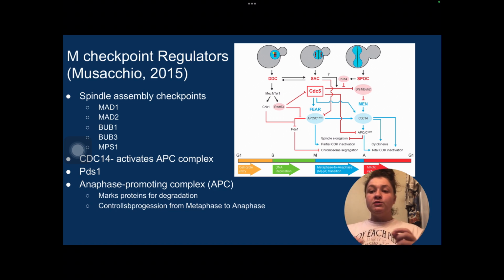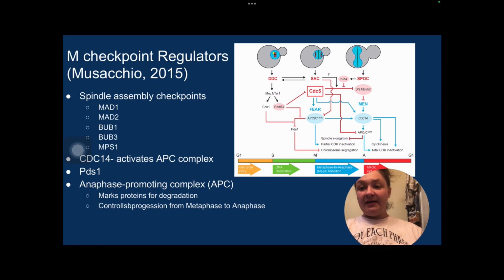BUB3 helps localize BUBR1 to the kinetochores and plays a role in inhibiting APC/C by sequestering CDC20. BUBR1 functions as both a checkpoint protein and a pseudokinase. It forms a complex with BUB3 and inhibits CDC20, thereby preventing APC/C activation. BUBR1 also plays a role in stabilizing kinetochore-microtubule attachments.